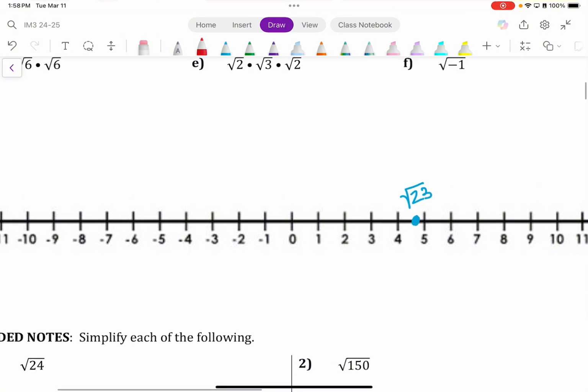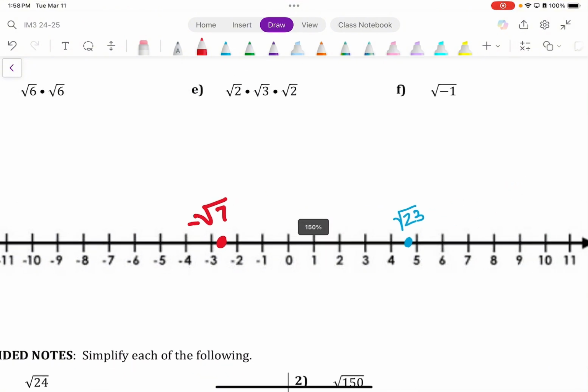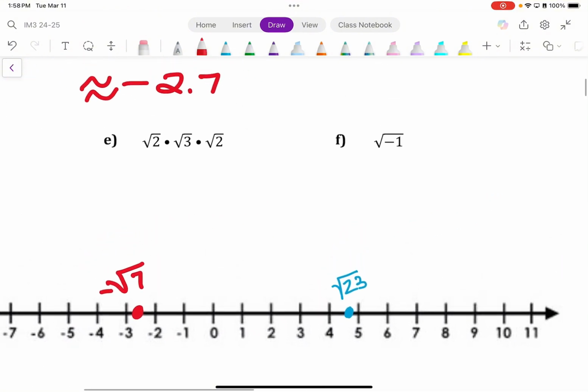So approximately equal to negative 2.7. And we can go ahead and graph it. Go to negative 2.7 down here. Plot your point. Negative root 7. Okay? All right. Any questions so far?